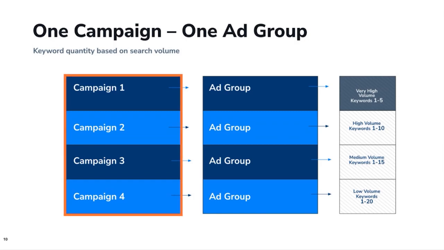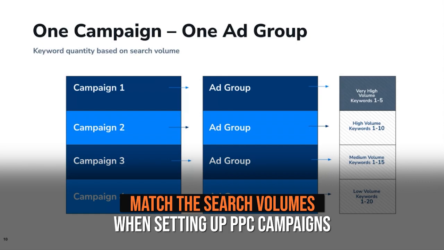So we've got 4 different campaigns here. And if you have done your keyword research, as we talked about in the last video, you should come up with a set of keywords that you're going to want to target for your PPC campaigns, but they should have different search volumes.